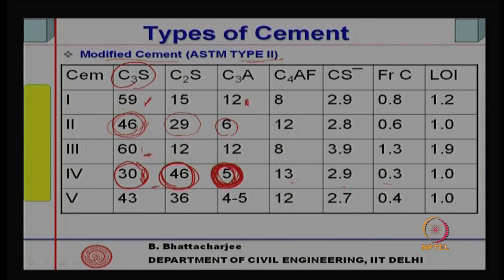So, therefore, you use low heat of hydration cement. Low heat cements are used in mass concrete, and that is why you reduce your C3S content. So, usage of low heat cement is in mass concreting.